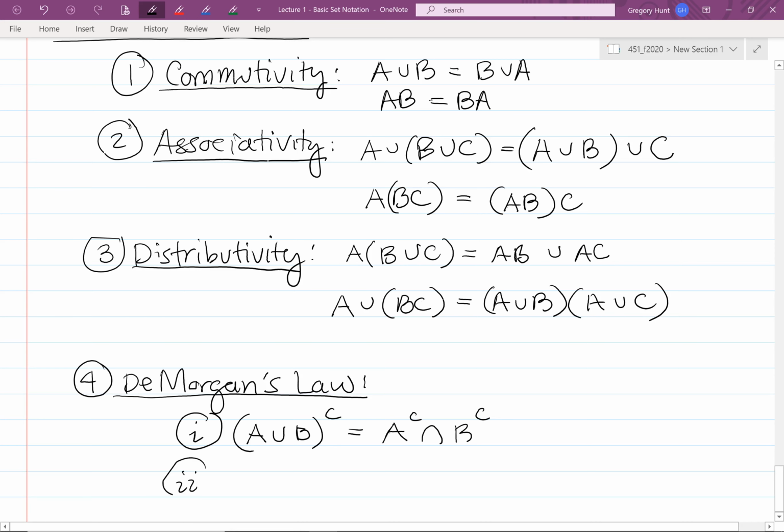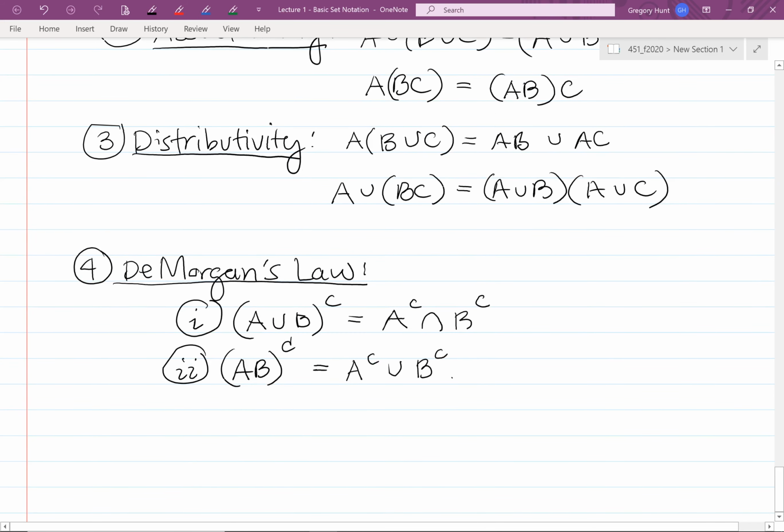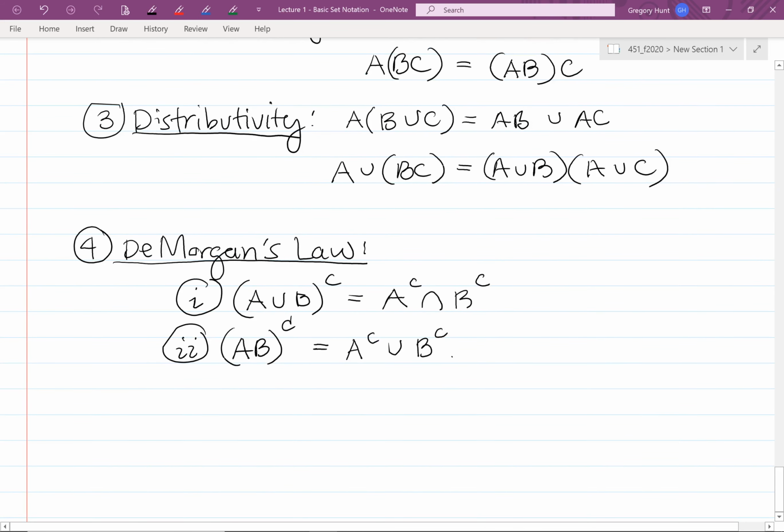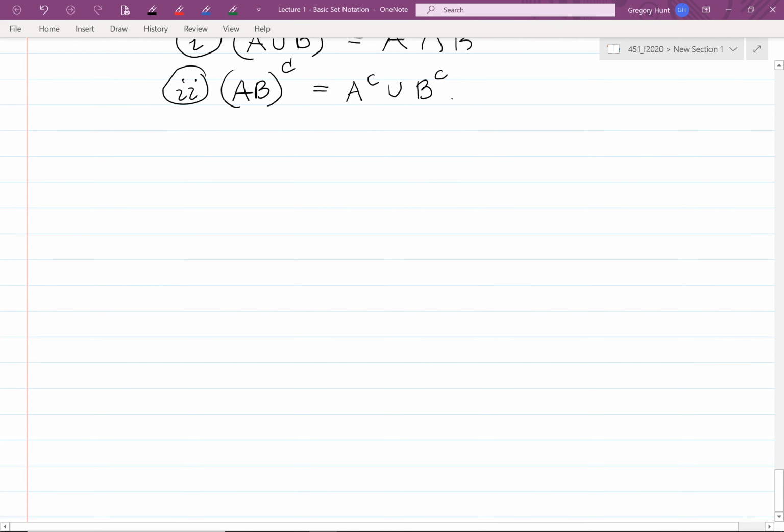And the second part of it tells me how I can distribute complements over intersections. A intersect B complement is A complement union B complement. So that's De Morgan's law. Very useful, again, for distributing complements over unions and intersections. Okay.